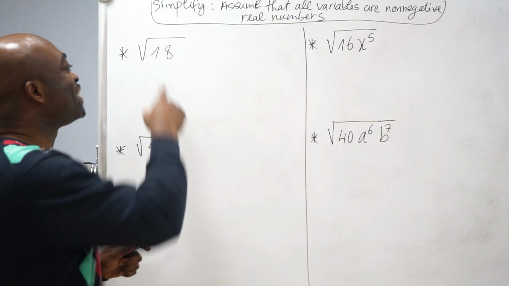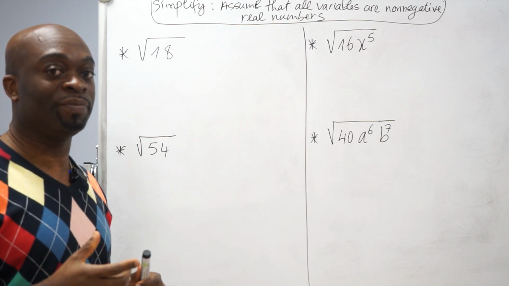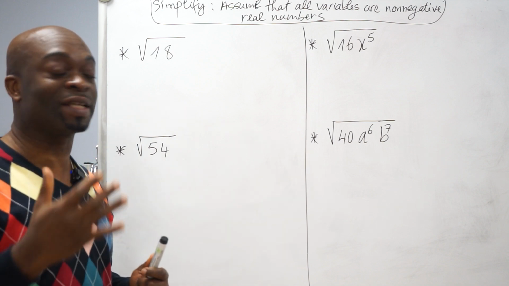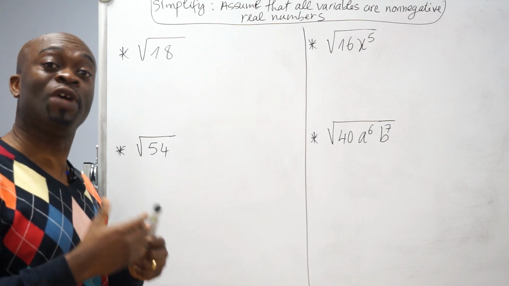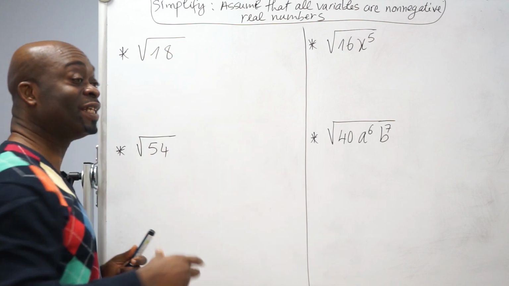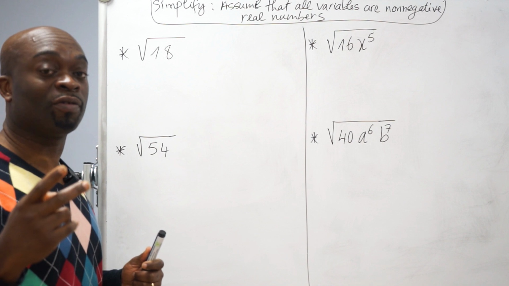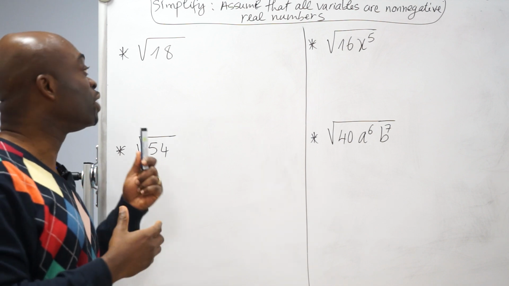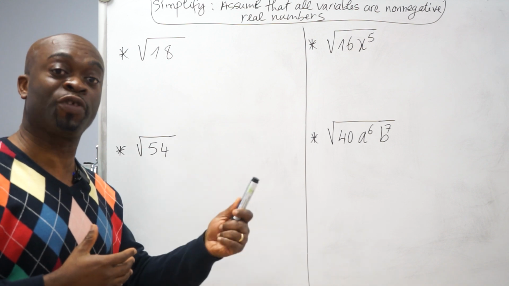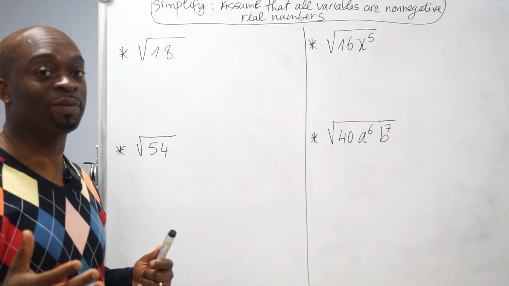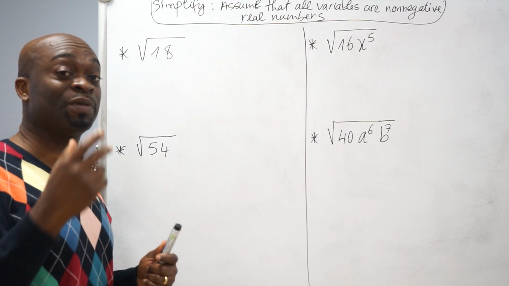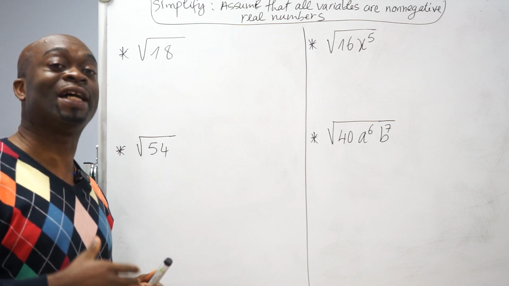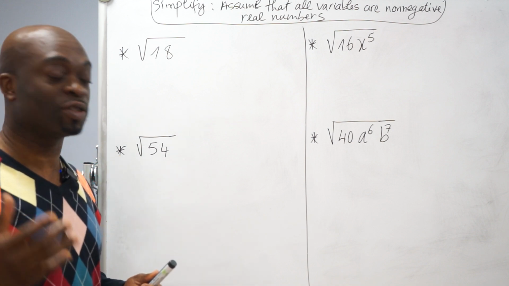So now, is 18 a perfect square number? No, because you don't have a real number that multiplies itself to give you 18. So what do we have to do? We have to break down 18 into at least 2 numbers, but 2 numbers is always better, where one is a perfect square number and the other one is not a perfect square.